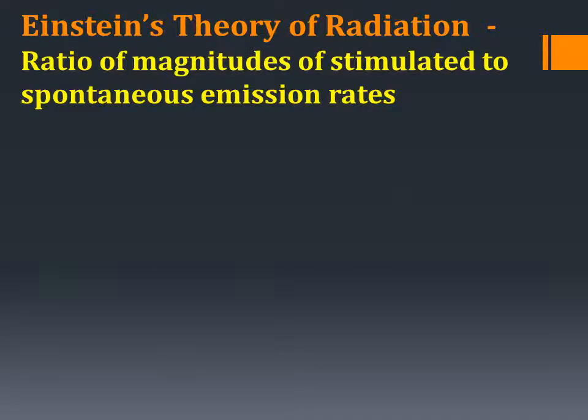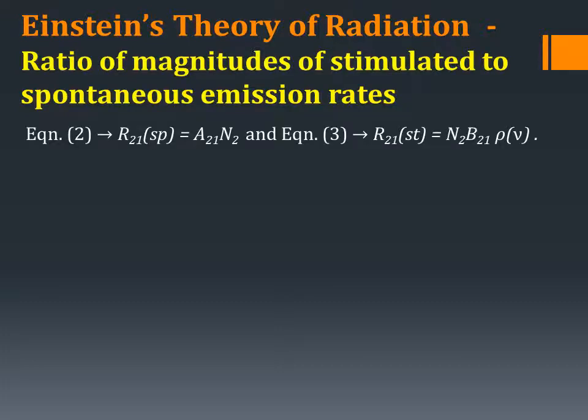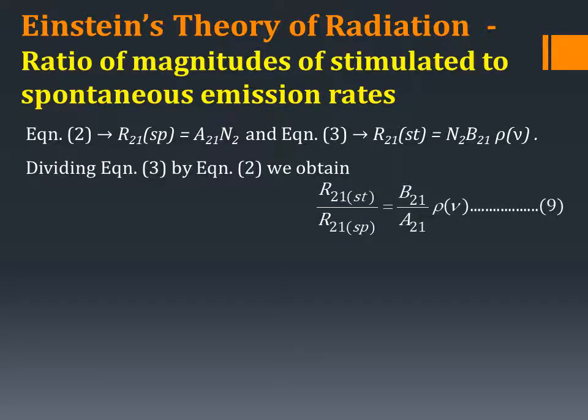We now proceed to find the ratio of the magnitudes of stimulated to the spontaneous emission rates. We use equation 2, which is R21 SP, the rate of spontaneous emission, and equation 3, which is the rate of stimulated emission. We divide equation 3 by equation 2 and we obtain R21 ST by R21 SP to be equal to B21 by A21 rho of nu, which we call as equation 9.